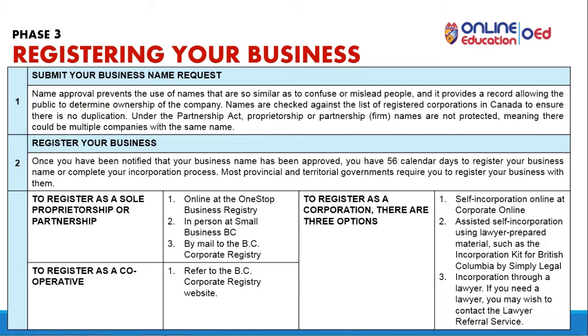So you have to submit your business name request. Name approval prevents the use of names that are so similar as to confuse or mislead people, and it provides a record allowing the public to determine ownership of the company. Names are checked against the list of registered corporations in Canada to ensure that there's no duplication. So duplication is not allowed.